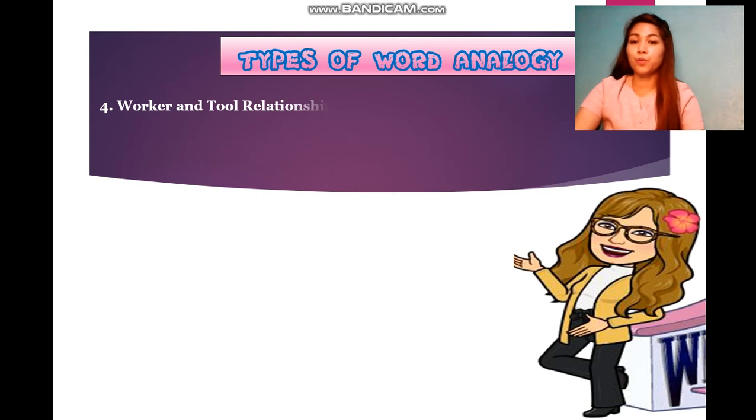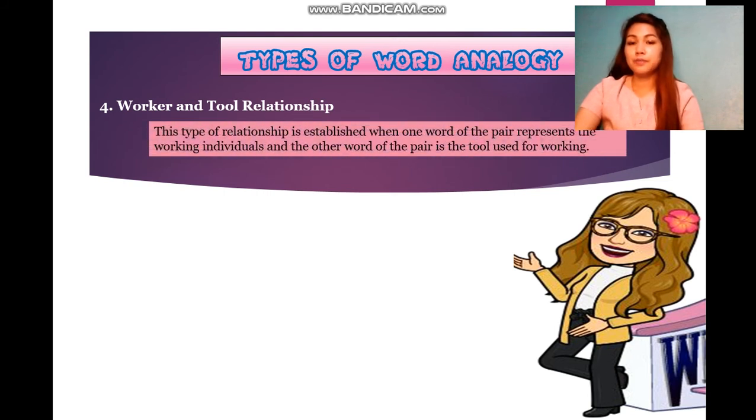Number 4. Worker and tool relationship. This type of relationship is established when one word of the pair represents the working individual and the other word of the pair is the tool used for working. This analogy establishes a relationship between a particular individual and the tool that he or she uses.